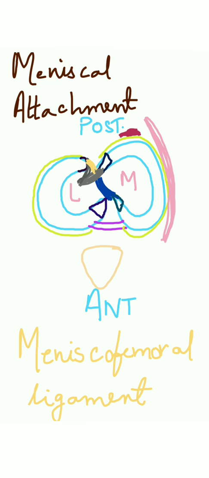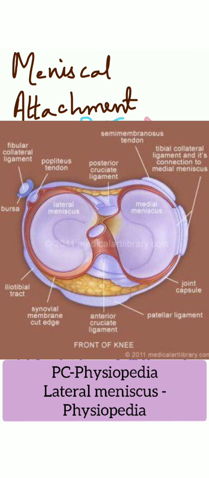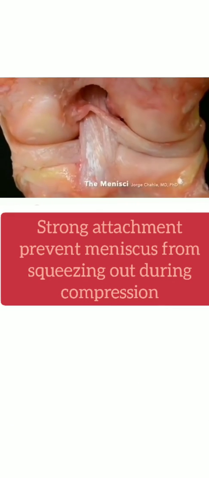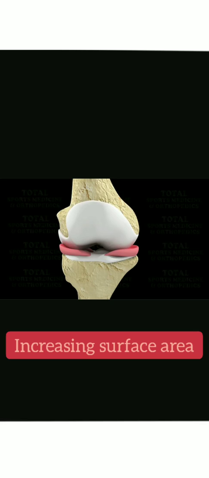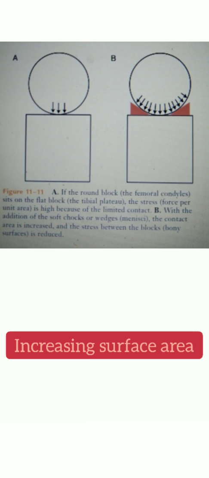Moving on to the lateral meniscus, the anterior horn connects to the anterior cruciate ligament. Posteriorly, the lateral meniscus is attached to the posterior cruciate ligament. Also, it connects to the medial femoral condyle by meniscofemoral ligaments. The tendon of the popliteus muscle attaches to the lateral meniscus. Here is an image for clarity. These strong attachments prevent the meniscus from being squeezed out during compression. The meniscus plays an important role by increasing surface area between the two bones.